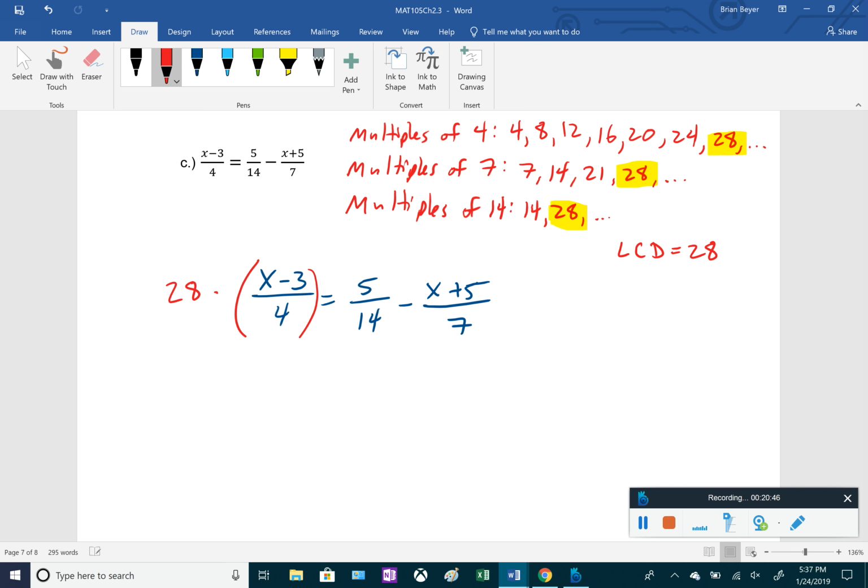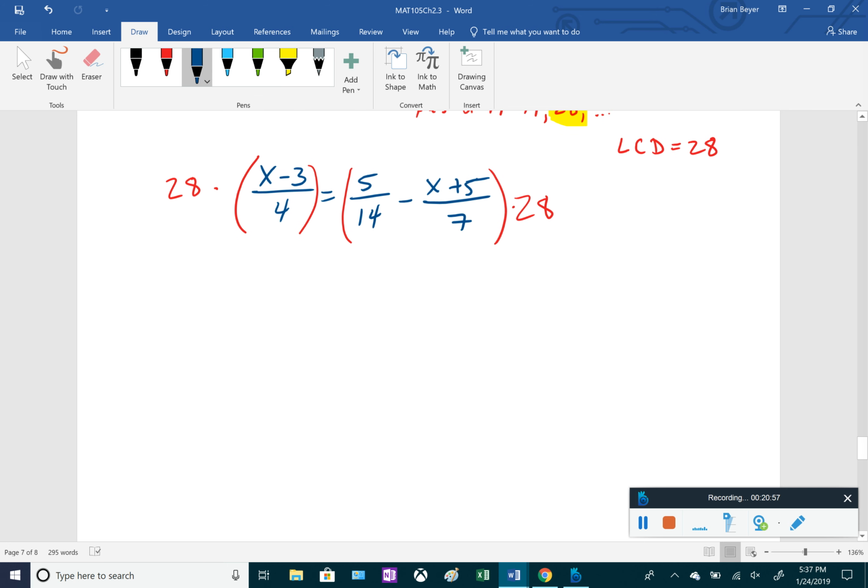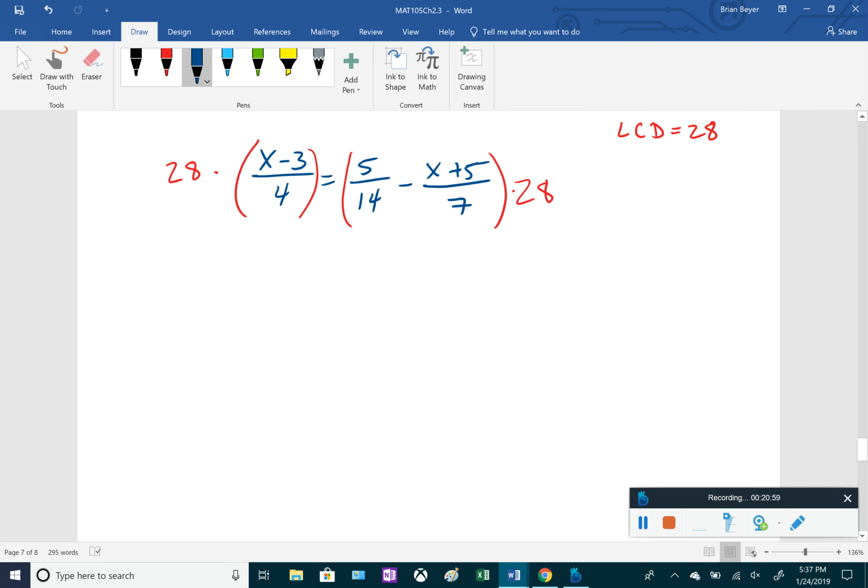So multiply the whole left-hand side by 28, the whole right-hand side by 28. I'm going to simplify this one like I did the other one. Once again, if you don't like doing it this way, just do it the way I did it in the first one. So I'm going to do 28 on the left-hand side here. 28 divided by 4 is 7, so it's going to be 7 times x minus 3. Once again, the 7 came from just simplifying 28 divided by 4.